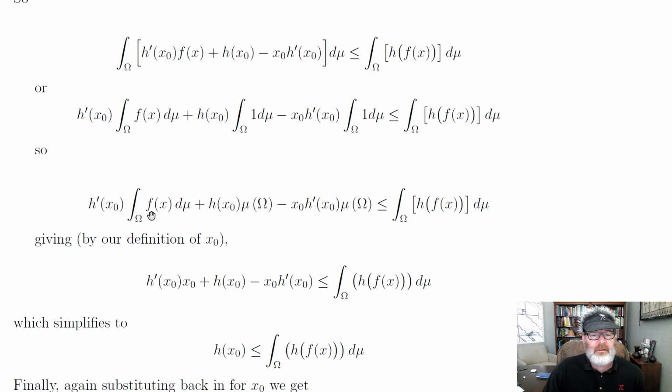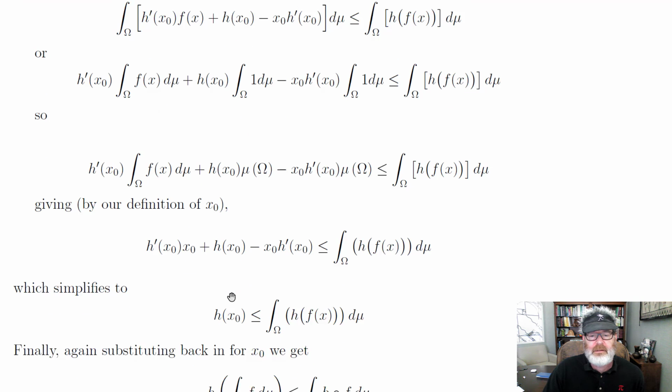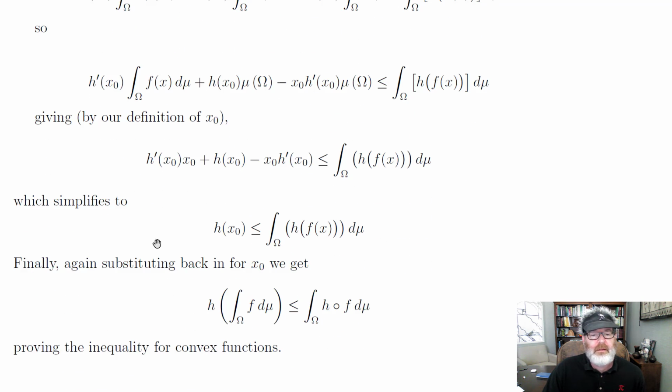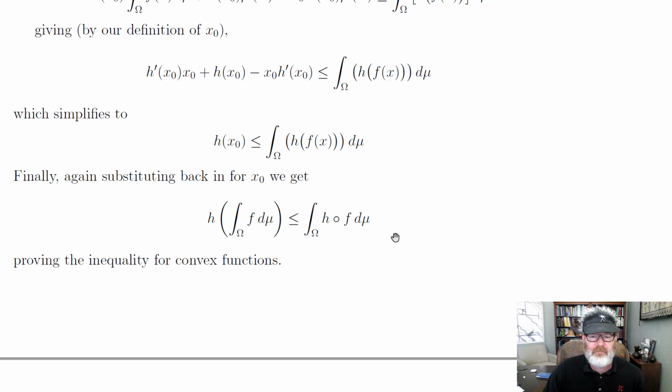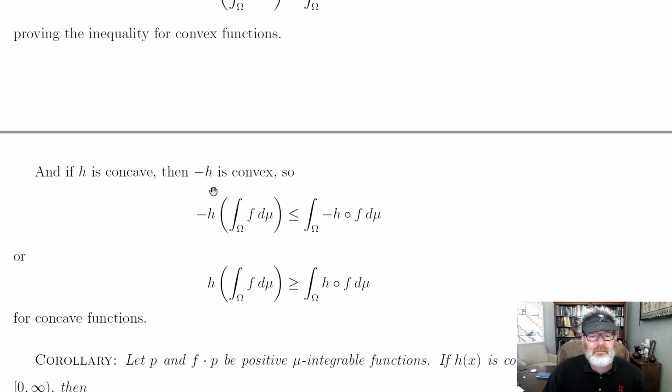So we've got h prime times this integral, but what was this integral? X naught. These two cancel, which simplifies to this, but then what was x naught again? Now I'll sub it in, and there's our result for convex functions. And again, if h is concave down, that means negative h is convex. So there we go. So that's the way it's usually seen.